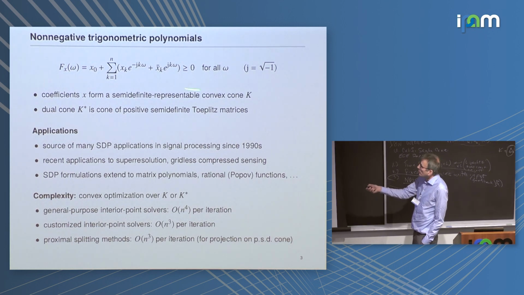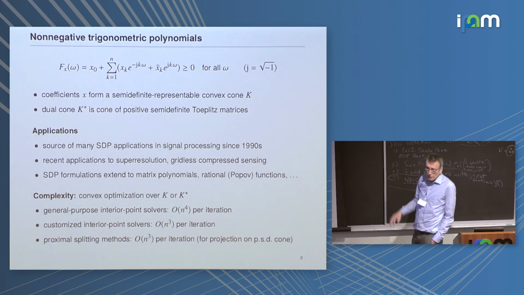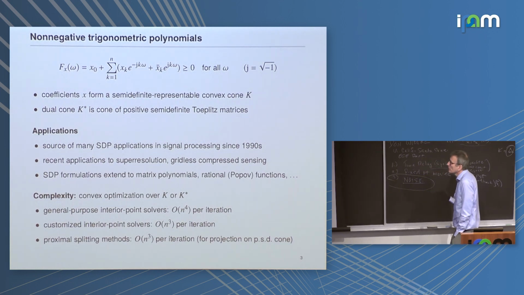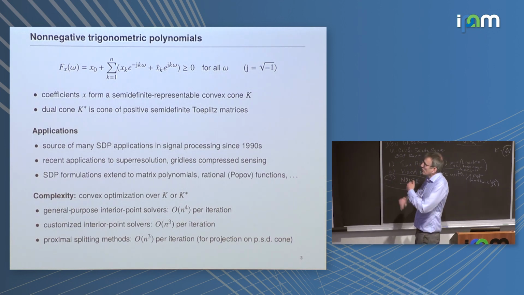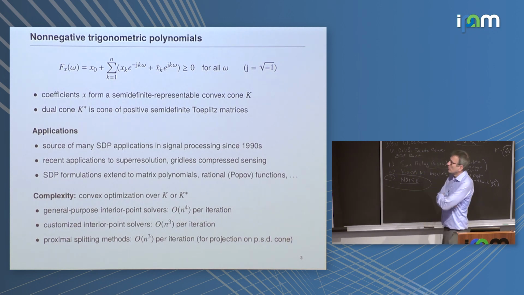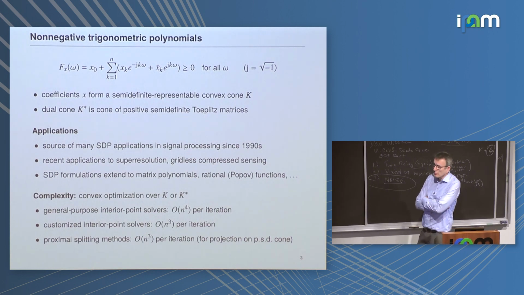So sum of complex exponentials with coefficients xk. So this is non-negative. So the constraint on x that this is non-negative is a convex constraint on those coefficients. And that cone of non-negative polynomials has a semi-definite representation because it can be represented exactly by a sum of squares that we'll discuss in the first part of the talk.